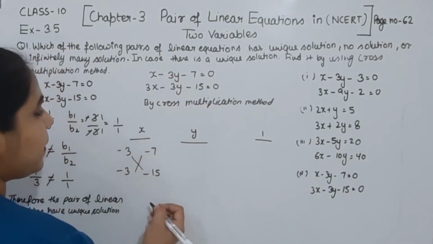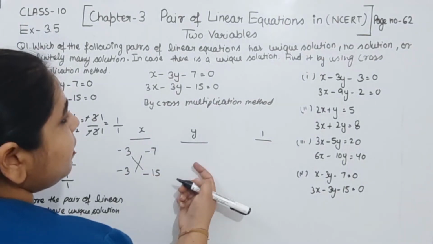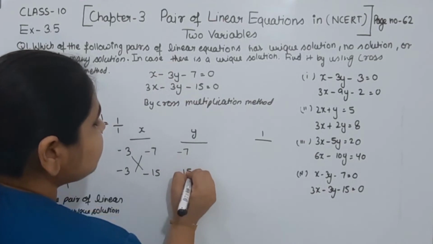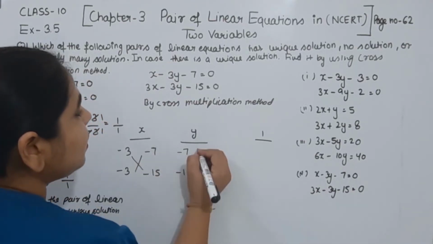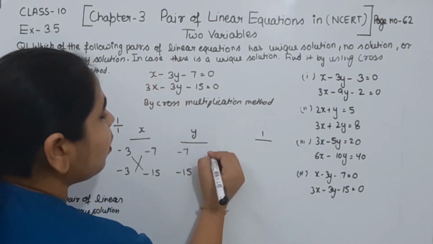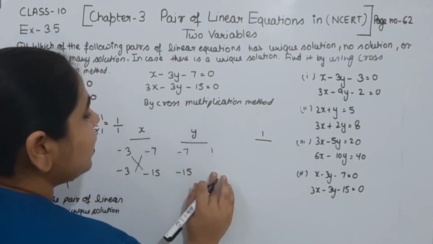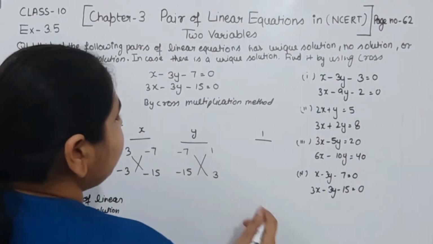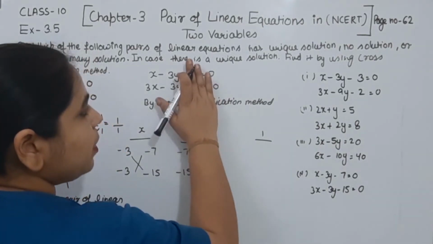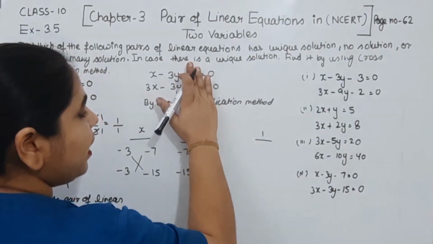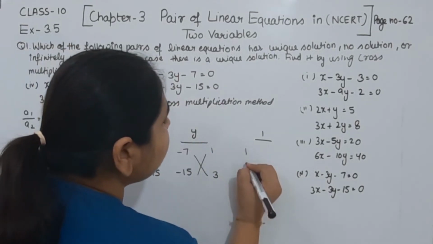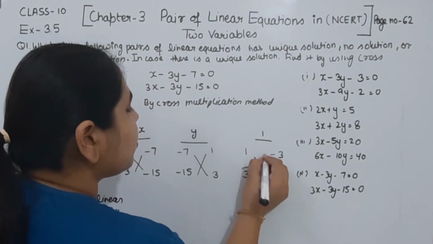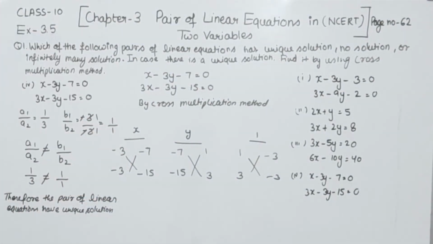We have to cross multiply. Now we have y here, and we are not going to consider y. Now I am going to take minus 7 and minus 15, which we already have here. Now I am going to cross multiply this one by the 1 by 3, that is the coefficient of x. Here we have the constant term, so we are not going to consider the constant term. Here we have 1 by 3 and minus 3 and minus 3. We have to cross multiply them.